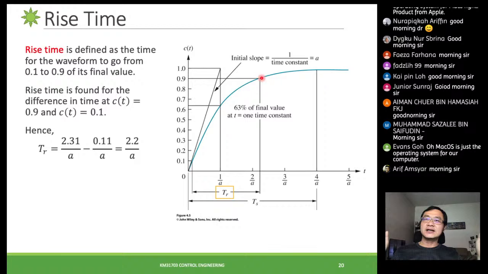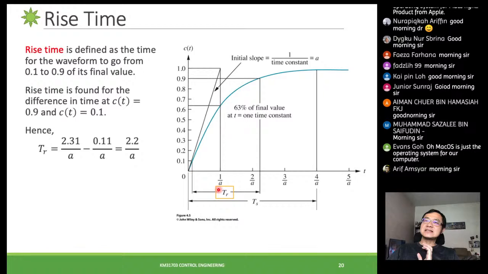So it's very straightforward. Just plot it out, then get the line, and from there you measure. Once you measure, you will get the rise time of it. And since again this is a first order system, the rise time can be defined as 2.2 divided by a.